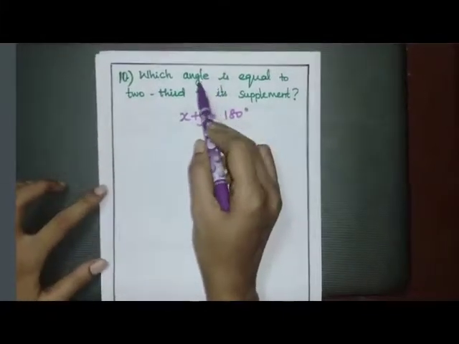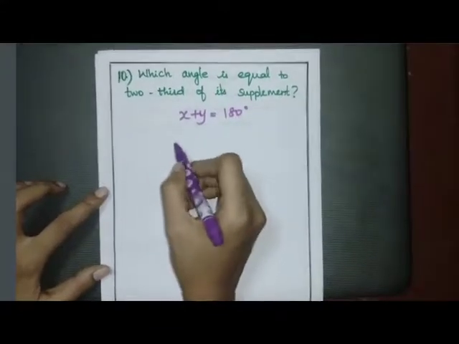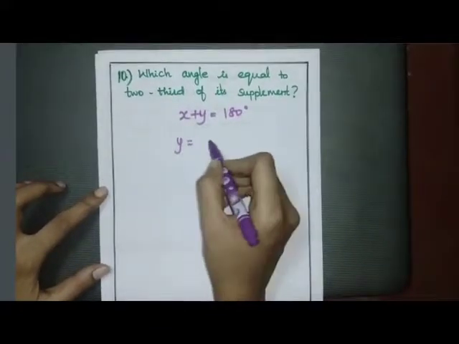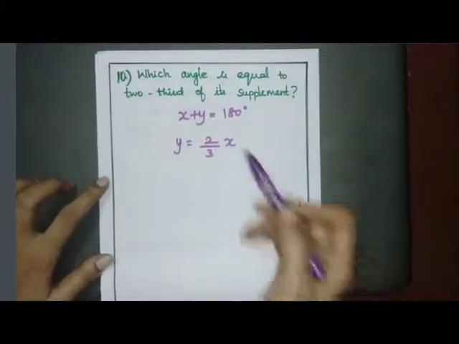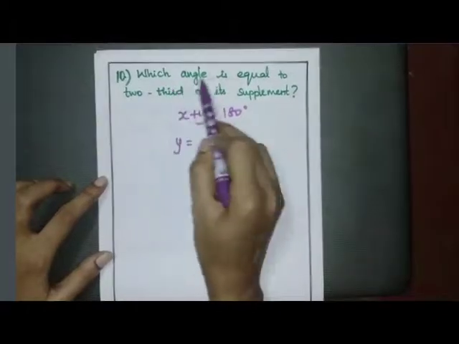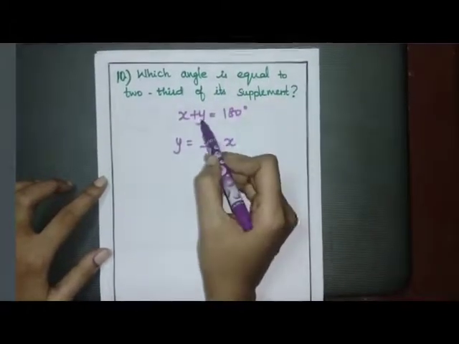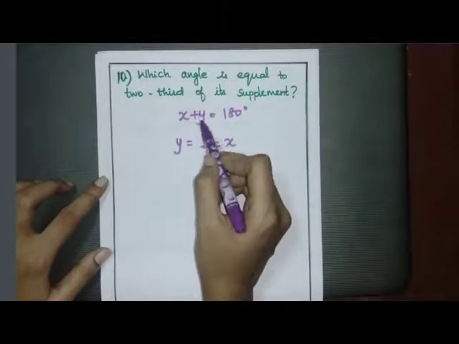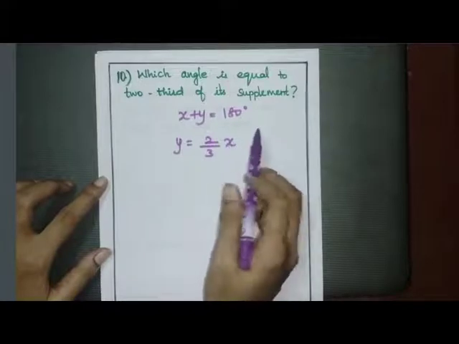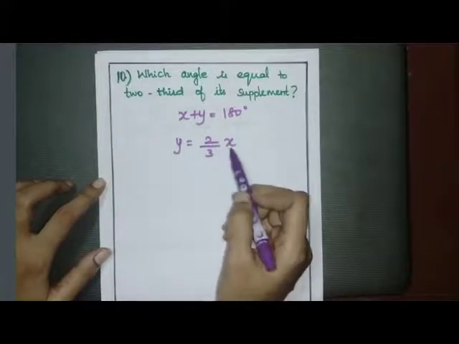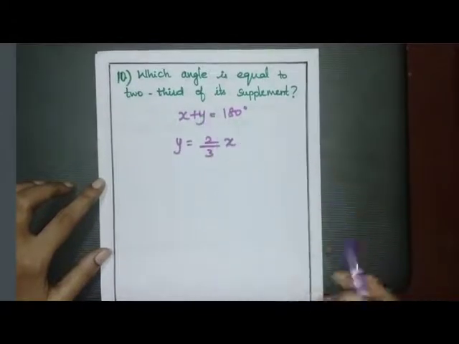What is the hint given? One angle is equal to 2/3 of its supplement. So I am writing y as 2/3 of x, because in the question, which angle is equal to 2/3 of its supplement? x is the supplementary angle of y, so I am writing y as 2 by 3 times x. Instead of y I am going to write 2 by 3x.